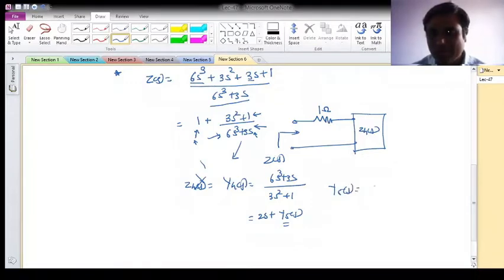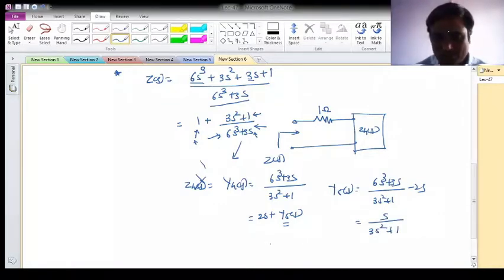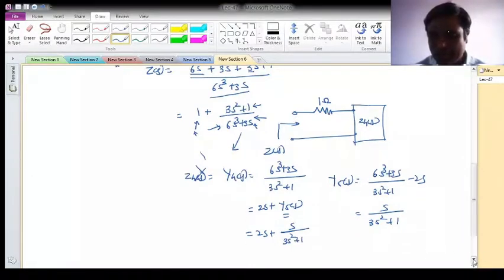Okay, so what will be Y phi of s? It will be, if you are removing 2s from (6s cube plus 3s) upon (3s square plus 1). Okay, so if you remove, you will get s upon 3s square plus 1. So this will be 2s plus s. If you solve this, that is 6s cube plus 3s minus 6s cube minus 2s, I'll get only s divided by 3s square plus 1, and then you can realize this thing.